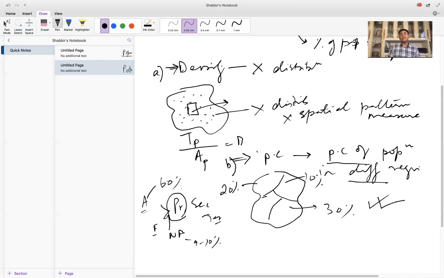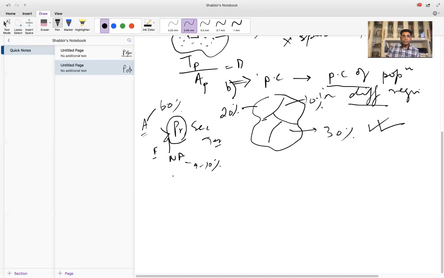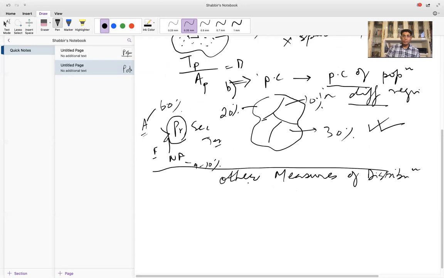Now, this is definitely a measure of distribution. This is not simply telling us or assuming the population is uniformly distributed. So these two are conventionally used while discussing the population distribution. But there are other measures. I'm giving you two such measures of distribution.